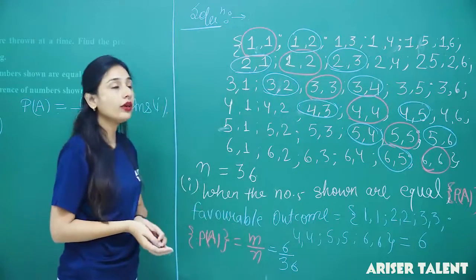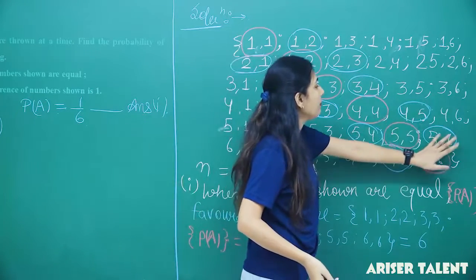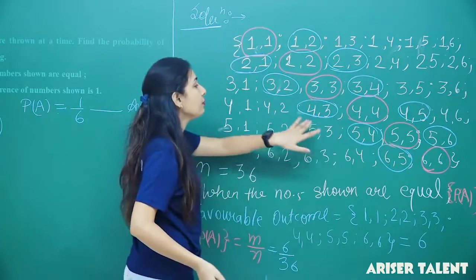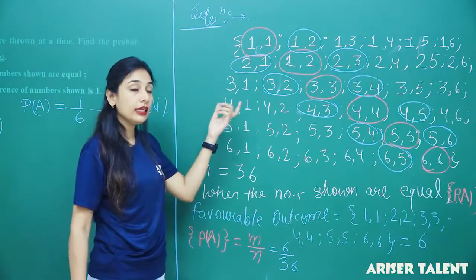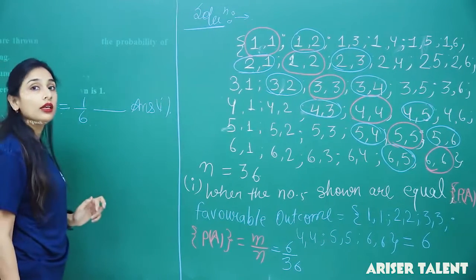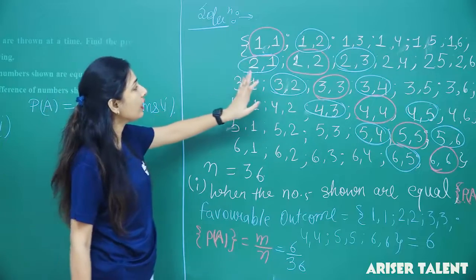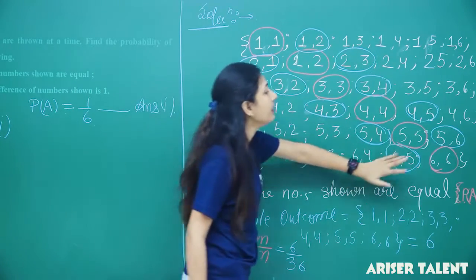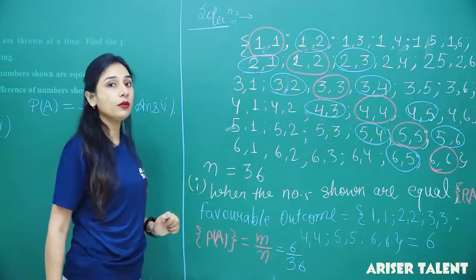So these are the dice numbers: 1, 2, 2, 3, 3, 4, 4, 5, 5, 6, 6, 5, 5, 4, 4, 3, 3, 2 and 2, 1. Then we have to get the difference of numbers as 1. So how many of them can we count? 1, 2, 3, 4, 5, 6, 7, 8, 9, 10. So there are 10 favorable outcomes.